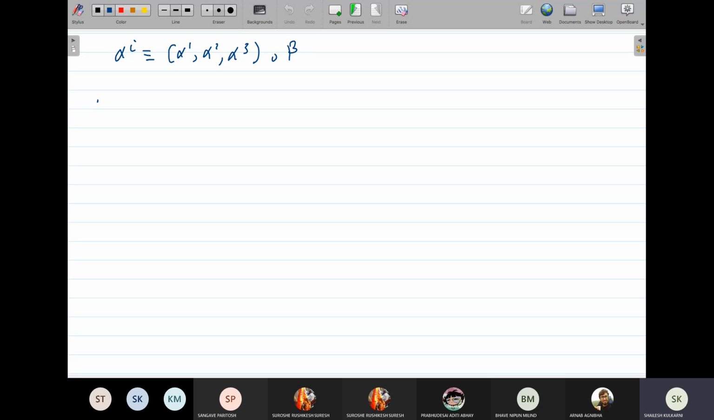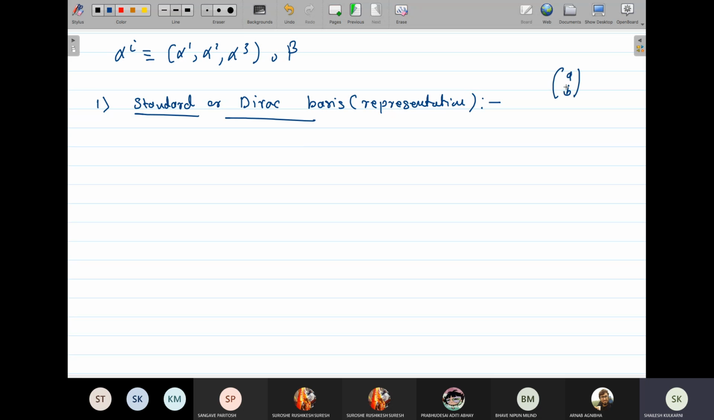So there is one specific basis which is called the standard or Dirac basis. Sometimes it's also called the standard or Dirac representation. You understand that the form of alpha i and beta depends on what basis we choose, like the form of any column vector (a, b) depends on what basis we choose for R2. Similarly, the form of these matrices will depend on what basis we choose.